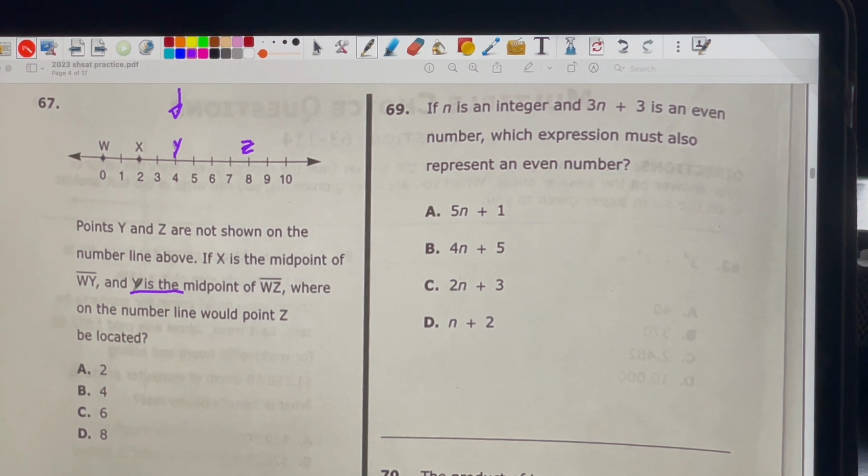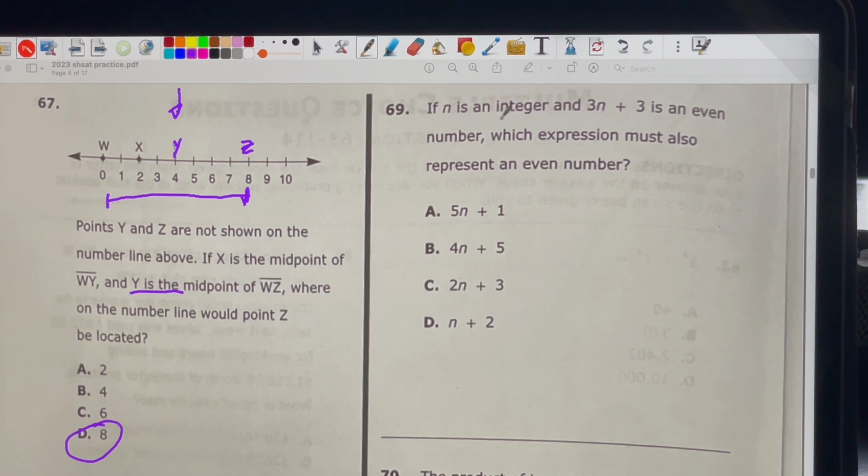So Y is the midpoint of WZ, right? So Y cuts this distance, WZ, in half. So if there's 4 units to the left of Y to get to W, there should be 4 units to the right of Y to get to Z. Okay? So where on the number line would Z be located? At 8.